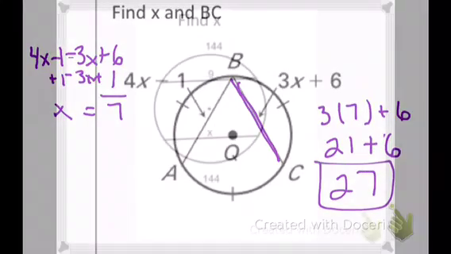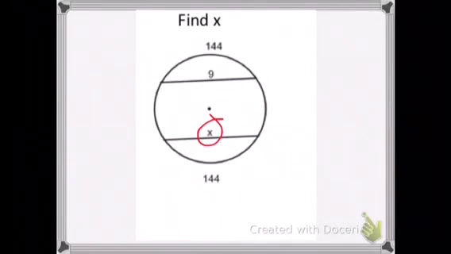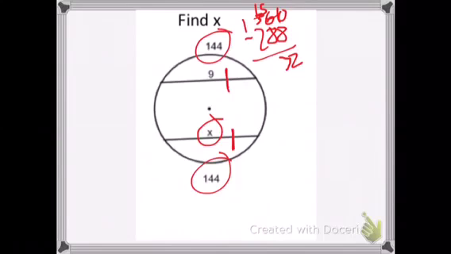So let's find x. First, we know that this and this are congruent because these arcs are congruent, and when you have congruent arcs, you have congruent chords. To start off, we will add our arcs together, subtract our total from 360, and you get 72. So you're going to divide 72 in half, and you get 36, right there, right there.